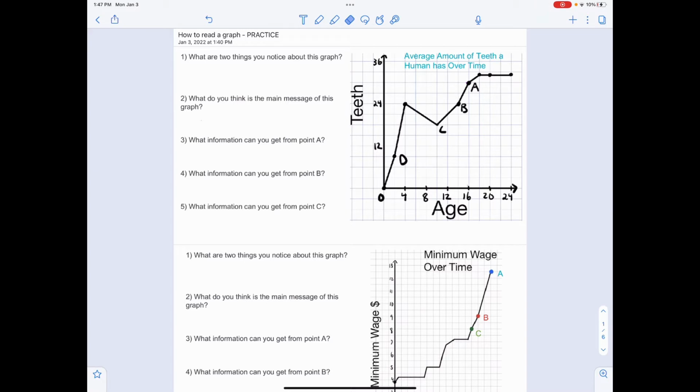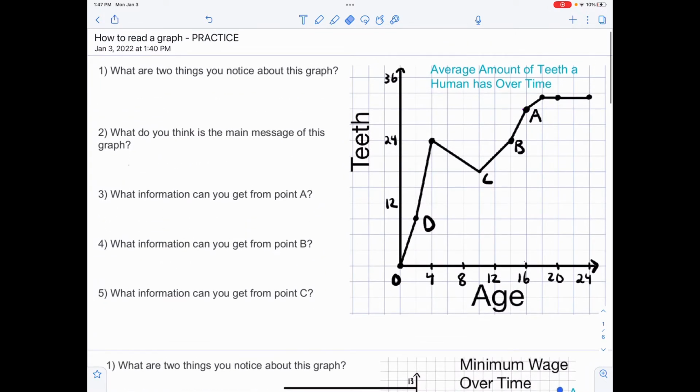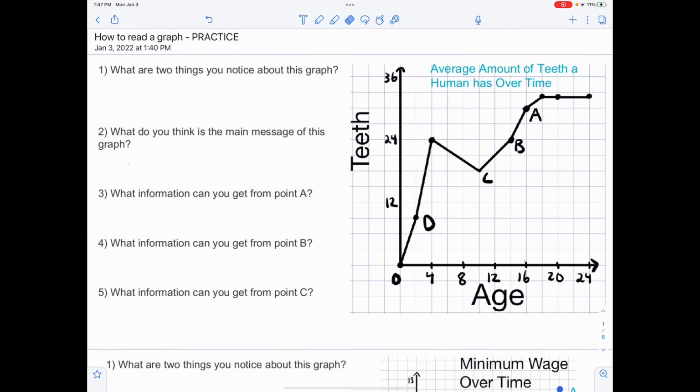Alright, let's look at the answers here to some teeth questions. What are two things you noticed about this graph? For that, you really could have said anything as long as it's somewhat in the ballpark. Maybe you said, I see 4 letters on the graph, A, B, C, D. Maybe you said the graph is going up and down. Maybe you said this graph shows how much teeth someone has at a certain age. Whatever it is, as long as it deals with the graph, you should be good there.